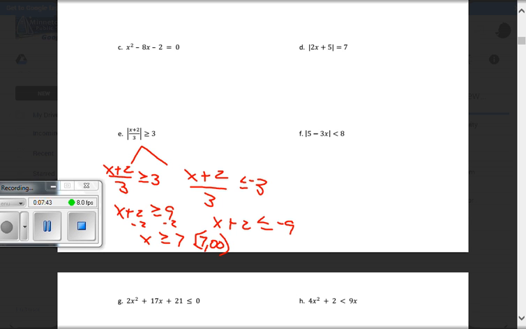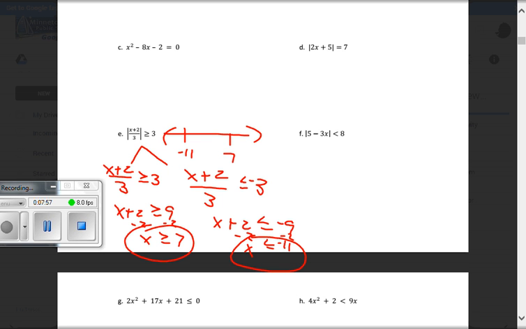Otherwise, if it doesn't ask for it in interval notation, this is a correct answer on this side, and then finish the other side. X is less than or equal to negative 11. Can you be both things at the same time? No, but it's kind of like saying, here's negative 11, here's 7. You need to either be bigger than this, or you need to be less than that. Okay? Other ones you want to ask about. That was a good one. I'm sure a lot of people probably wouldn't have caught this little twist.